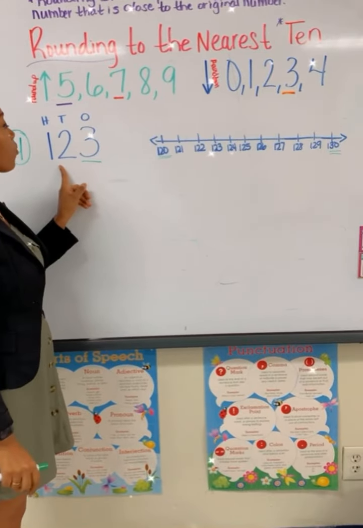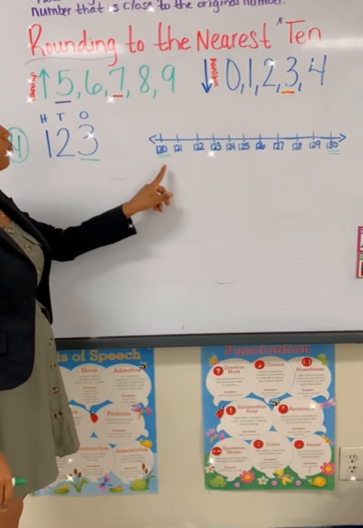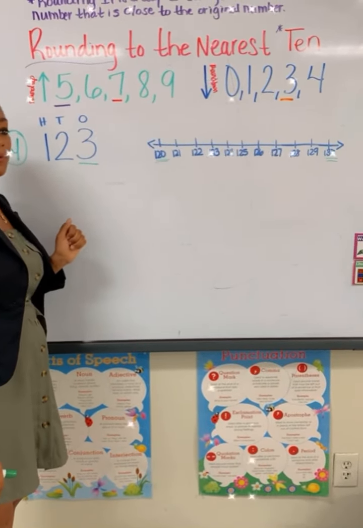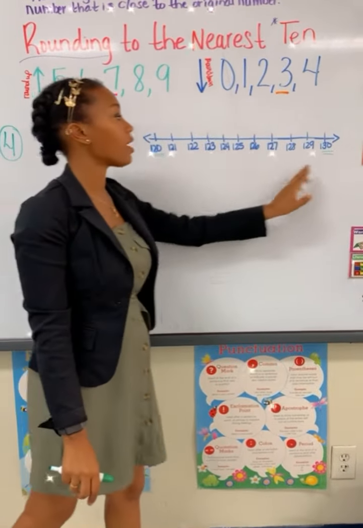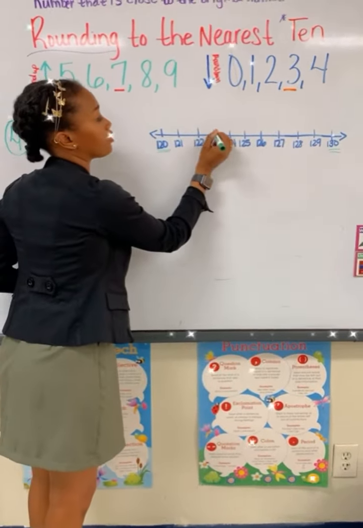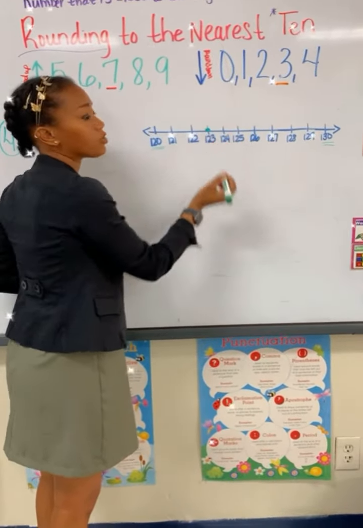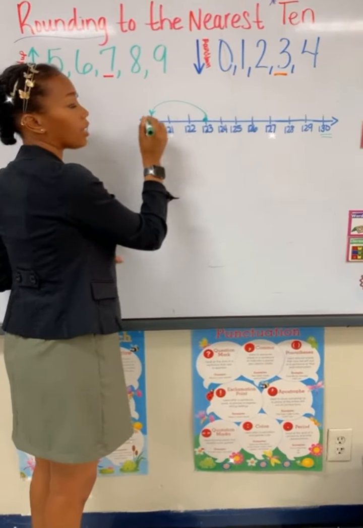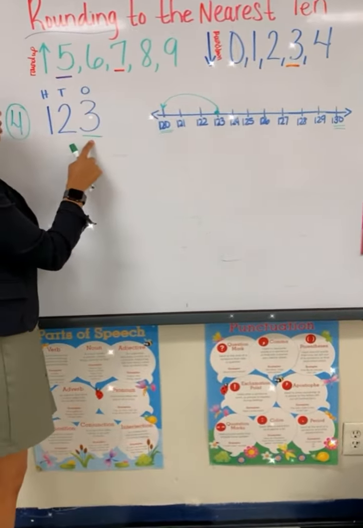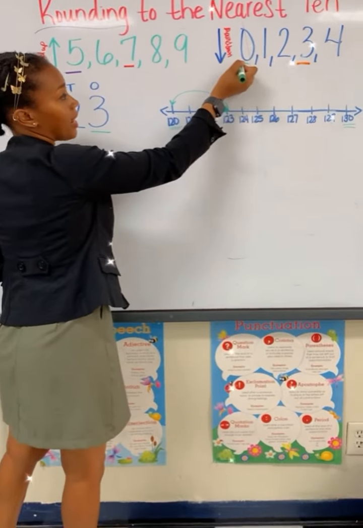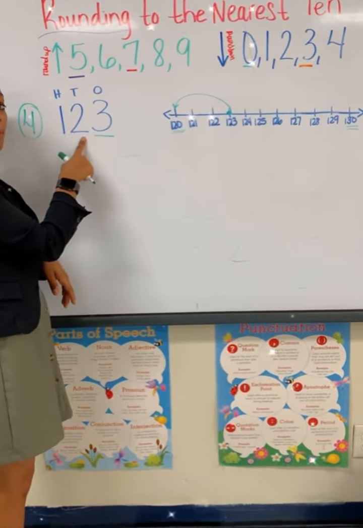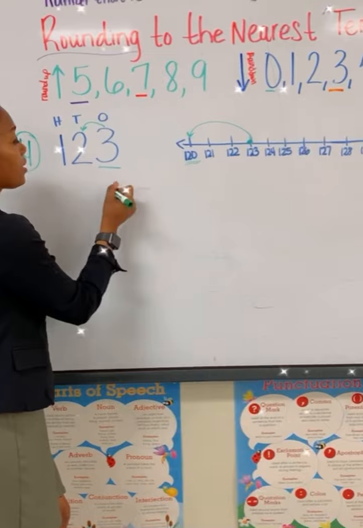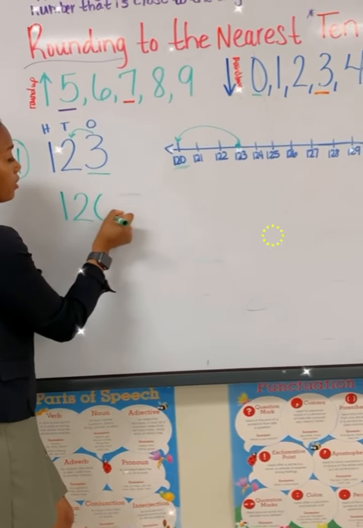So if I have the number 123, what number does that come between on the number line? 120 and 130. Very good. 120 and 130. And if I plot 123, it's going to be right here. So right away, I can see 123 is closer to 120. Now let's look here. The 3 is on the round down list, which tells me that this number stays the same. So now 123 rounded to the nearest 10 is going to be 120.